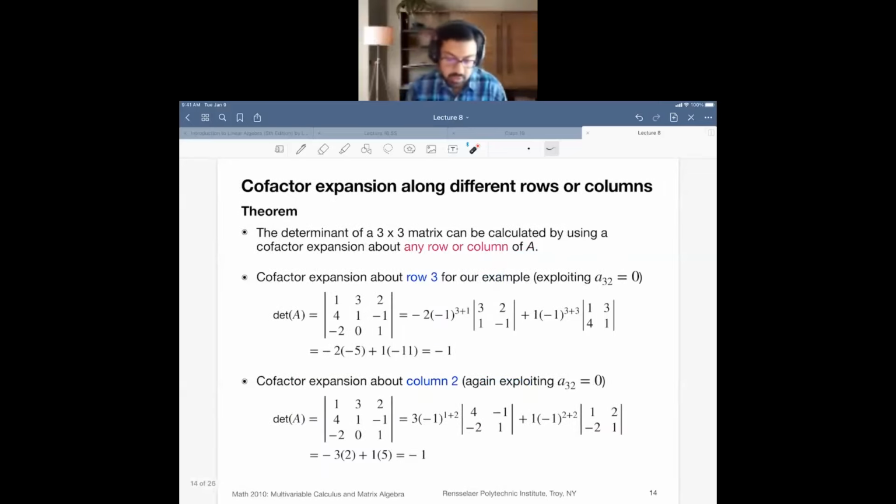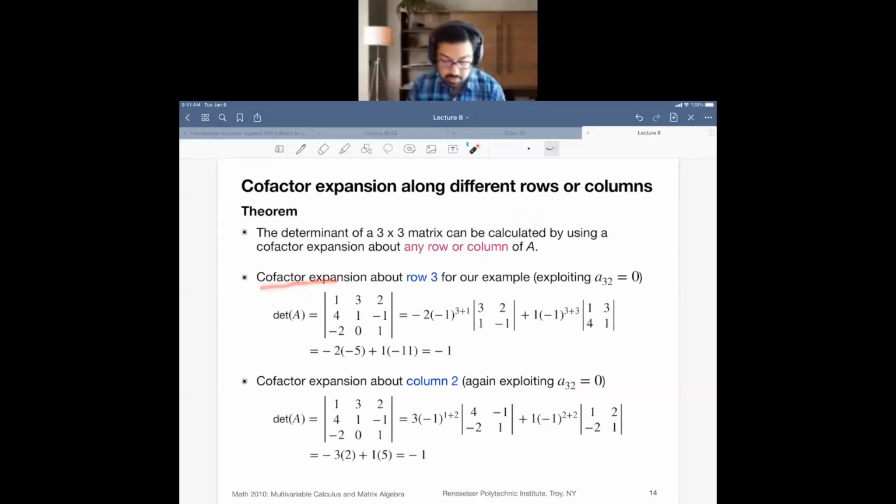And we'll do some examples there as well. Now, the cofactor expansion doesn't change if you do it with respect to any row or any column. So that's the theorem, and we'll try to validate that by expanding with respect to row 3. And in the second one, we'll take the same matrix and do the cofactor expansion with respect to column 2, and see whether we get the same answer or not. So the determinant of a 3x3 matrix can be calculated by using a cofactor expansion about any row or column of A. You can do that expansion with respect to any row, any column.